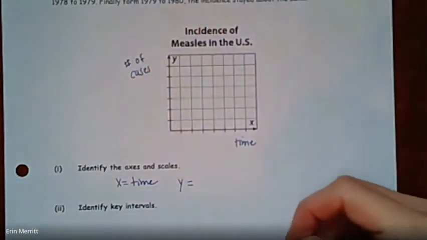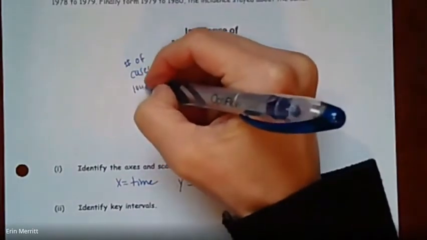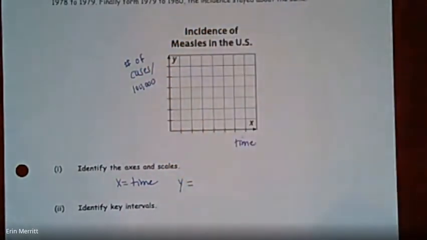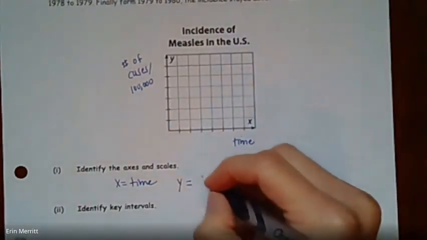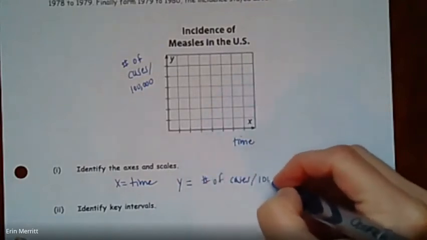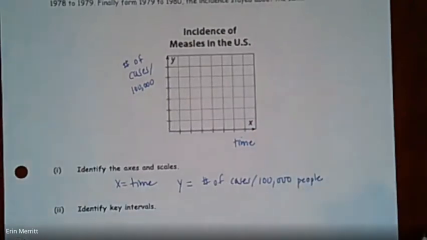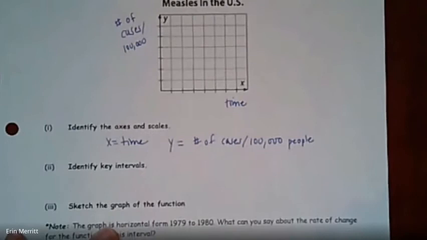But if you look carefully, it says per 100,000, right? So when they say 10 cases, they don't mean 10 cases total, but 10 cases out of each chunk of 100,000 people. So it's the number of cases per 100,000 people. All right. Now we can't identify the key intervals till we actually graph it.